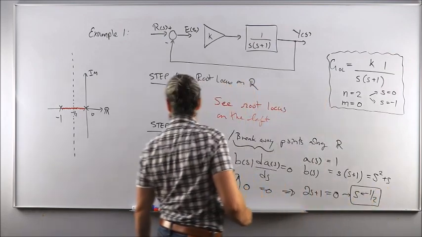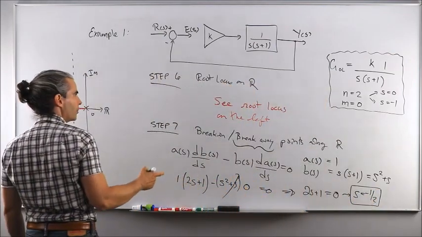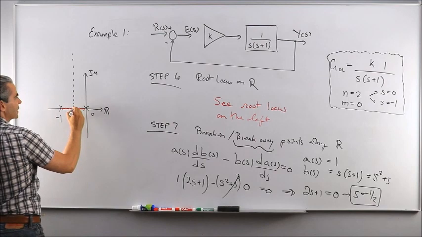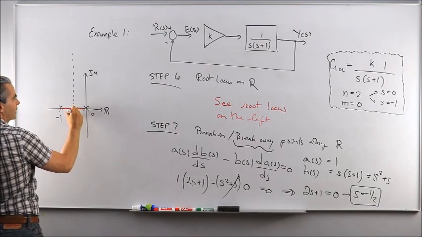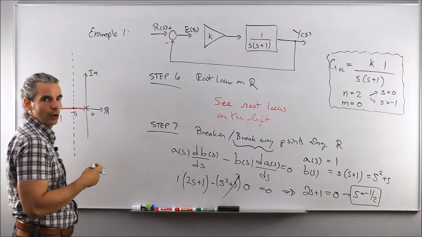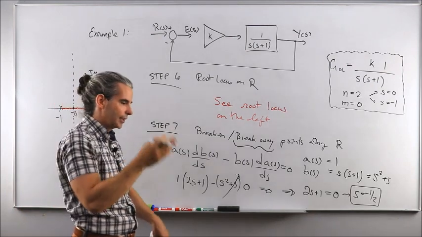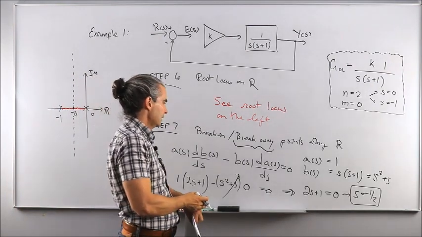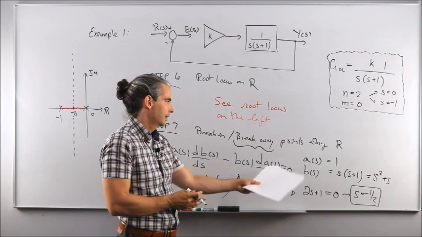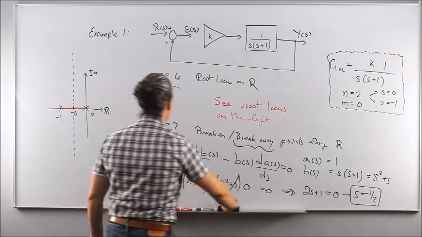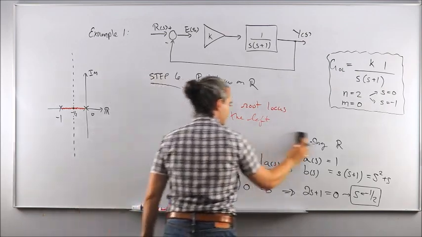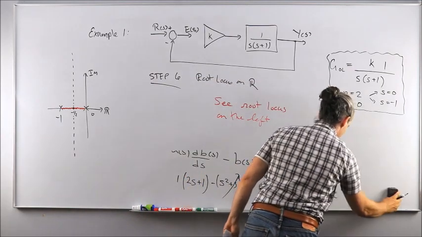Now notice that here, that breakaway point corresponds to the intersection of the asymptotes with the real axis, but it doesn't need to always be like that. You could get an intersection with the real axis for the asymptotes that would be different than a breakaway point. Let me draw real quick such a situation for you. Okay?